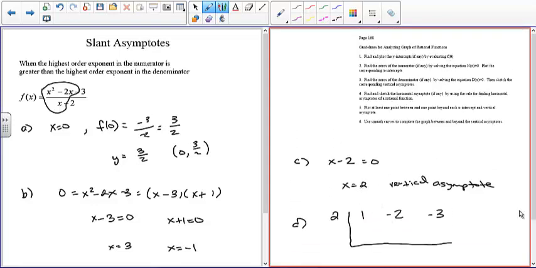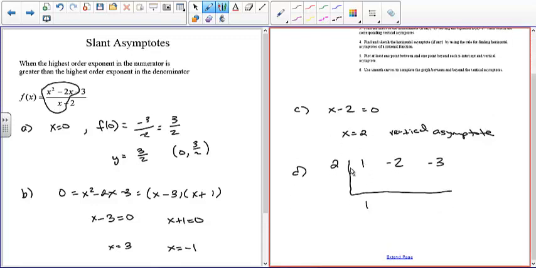So bring the 1 down. 2 times 1 is 2. Negative 2 plus 2 is 0. 2 times 0 is 0. Negative 3. So what that says is that if we do this division, the function can be rewritten as, so we have this remainder of 3. So we get x plus 0 minus 3 divided by x minus 2.